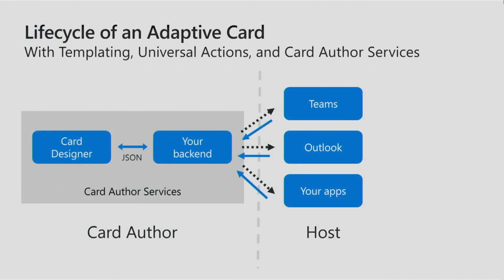So here's a look at what the world looks like with templating, universal actions, and card author services. We have a much tighter card author loop where you can design a card and take advantage of it in a very integrated way. And have a standardized way for your backend to handle actions from Teams or Outlook and maybe refresh that card with up-to-date content. And so, David, why don't you give us a look at the roadmap and when we can expect to see some of these things? Yeah, absolutely.